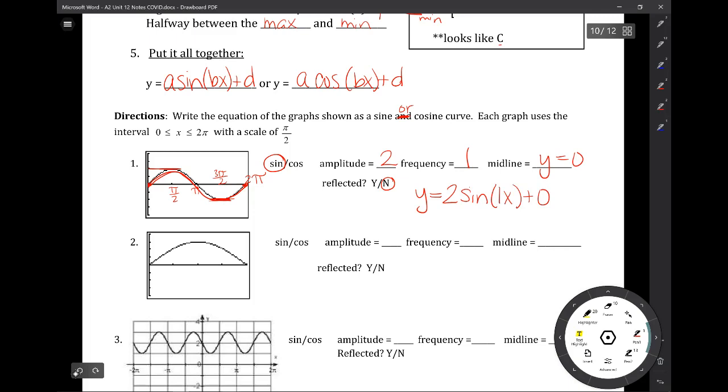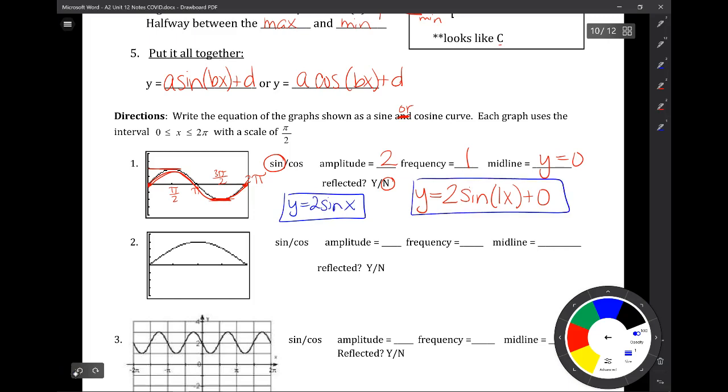Now there is always somebody in the class that tells me, do I need to write the 1 and do I need to write the 0? And my answer is going to be no, absolutely not. So if you would like to just write y equals 2 sine of x, that would be just as sufficient as writing it with all of the things.